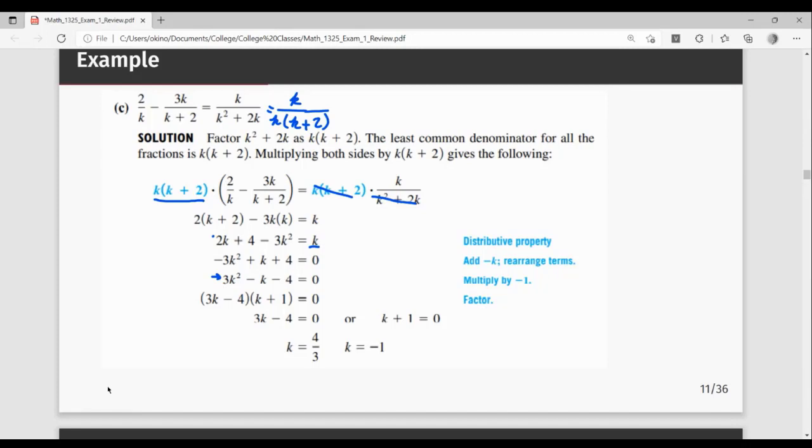And now with this, we're going to be using that property where there's A times B equals 0, and then A equals 0 or B equals 0, or both. So we have this as our A, we have this as our B. So we're looking at A equals 0 or B equals 0 or both, and we solve. So we get k is equal to 4 divided by 3 and k is equal to negative 1. Does that make sense to everyone?